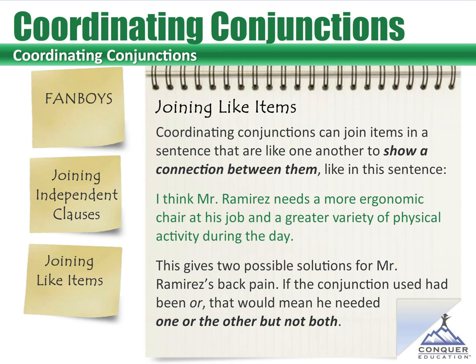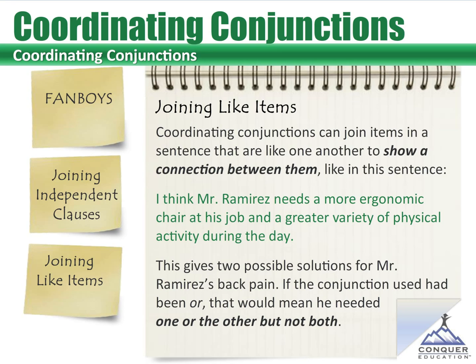He needs a better chair at work, and he needs a greater variety of physical activity during the day. If the conjunction used had been or, that would mean he needed one or the other, but not both. But because and was used, this means Mr. Ramirez needs both, a better chair and a greater variety of physical activity during the day to help with his back pain.